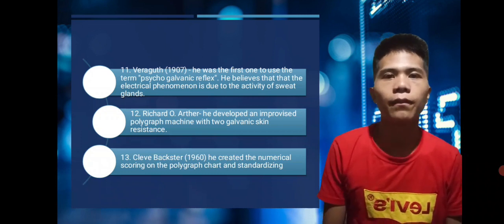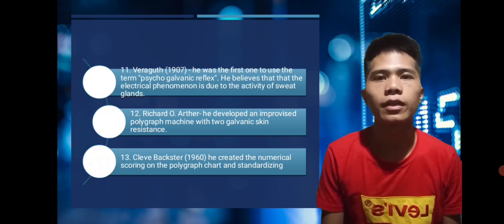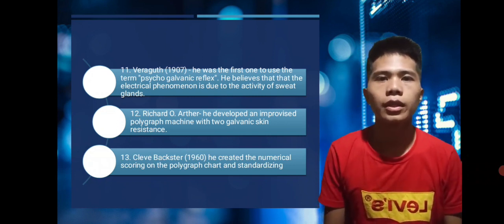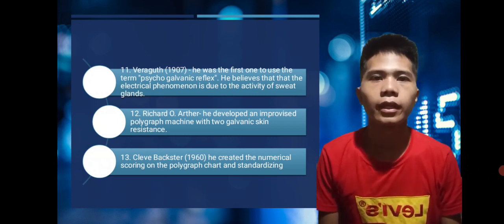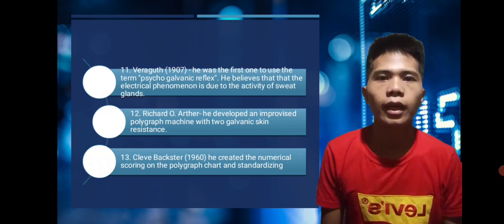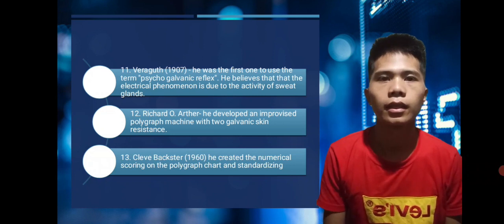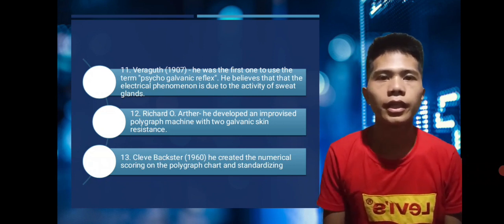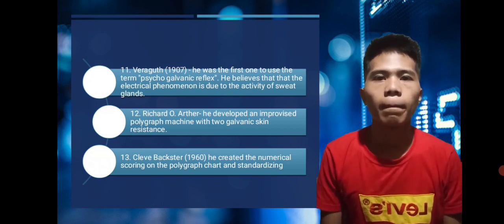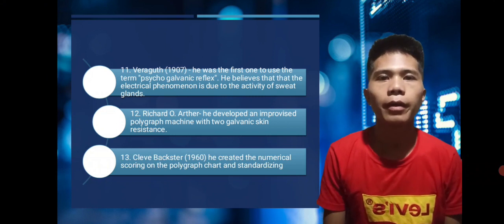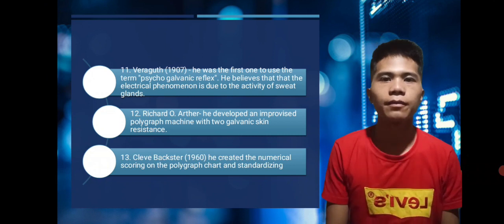And next is Vigouroux. In 1907, he was the first one to use the term psychogalvanic reflex. He believes that the electrical phenomenon is due to the activity of sweat glands. Next is Richard O. Arther. He developed an improvised polygraph machine with two galvanic skin resistance.